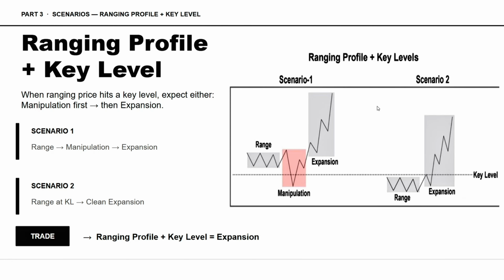As you can see on the right, you see two scenarios. You see a range, an expansion, and it goes through the key level. That's a strong directional bias. And in the first one you see the range, the manipulation and the expansion. That's also a classic CRT. If you look at this like candles, the first candle was a range, the second candle the manipulation made the turtle soup, and the third one the expansion was a distribution phase.